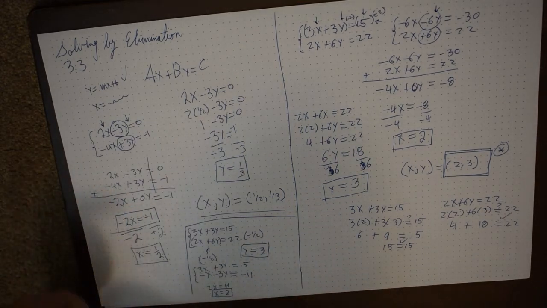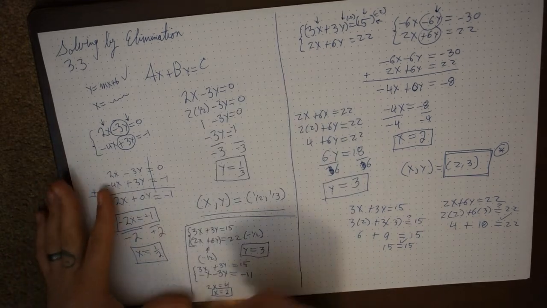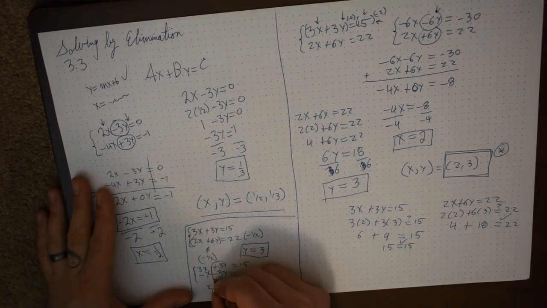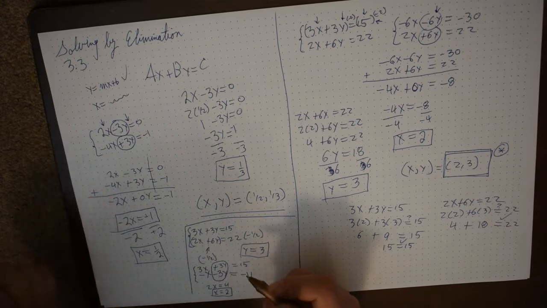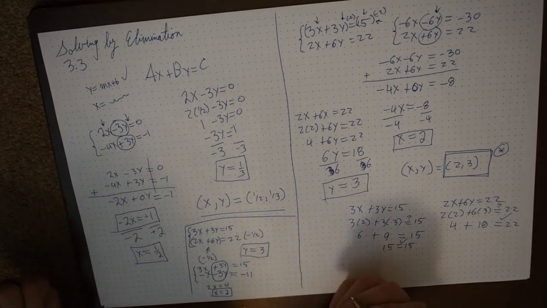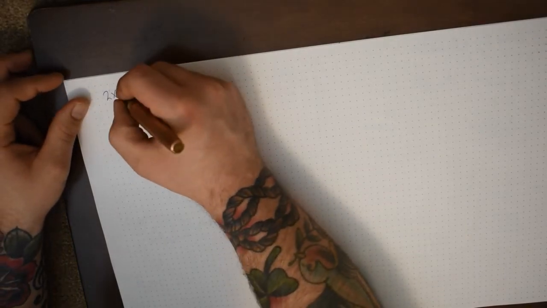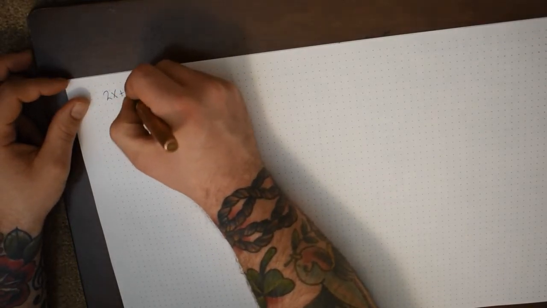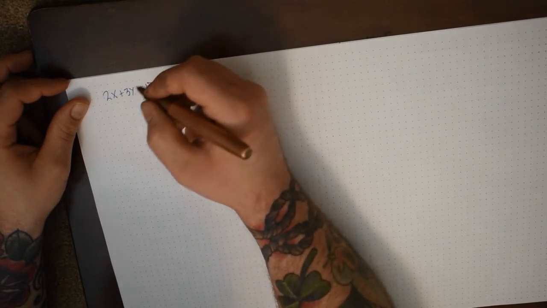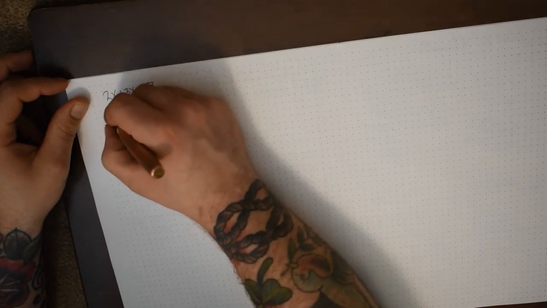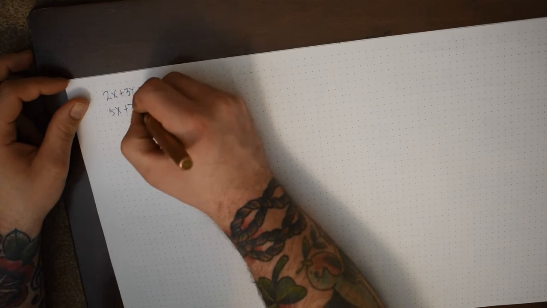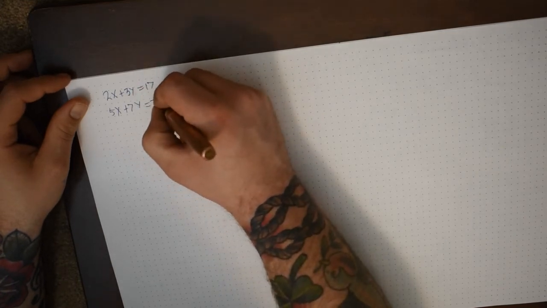So we're just looking to find some way to get these leading coefficients that are opposite in value. Sometimes we're going to need to modify both equations. So let's consider the system of equations: 2x plus 3y is equal to 17, and 5x plus 7y is equal to 29.